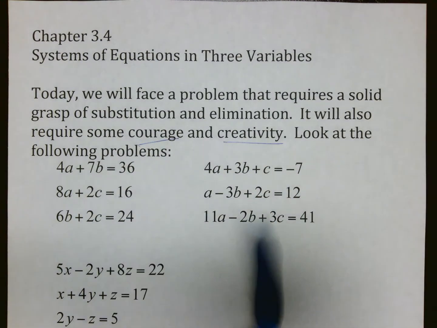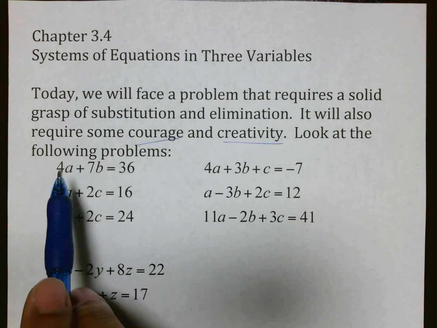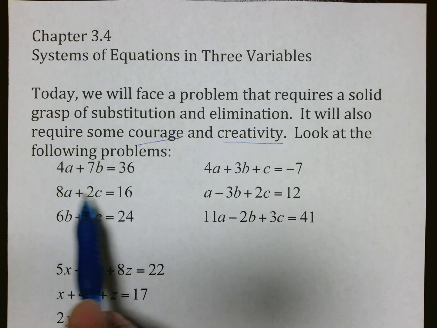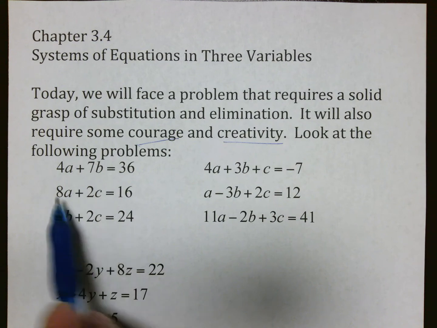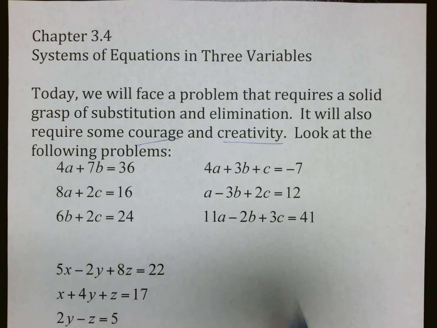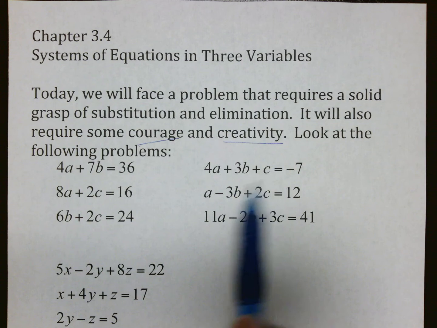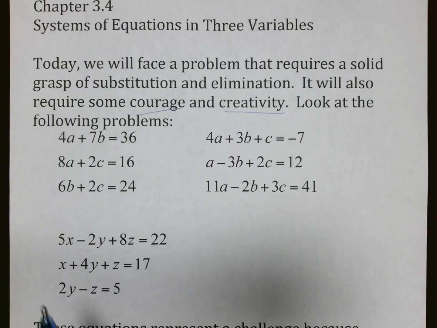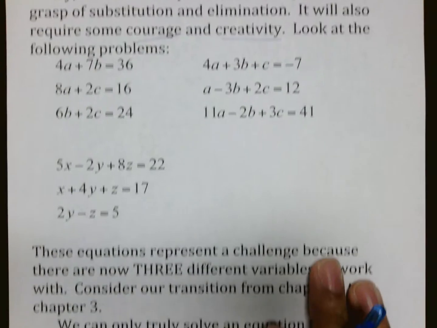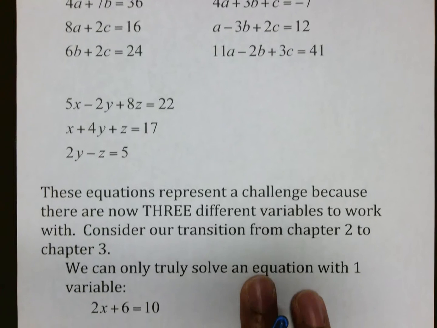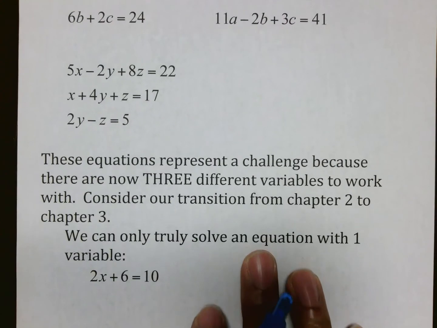Looking at these following problems, these are still systems of equations, but what you notice is that you have an A, a B, a C, a B, and a C, which means we now have 3 variables. In the second one you have ABC, ABC, and ABC, and then the third one, which looks even more different, XYZ, XYZ, and then YZ. So these equations represent a challenge because there are now 3 different variables to work with, and that is something different to us.